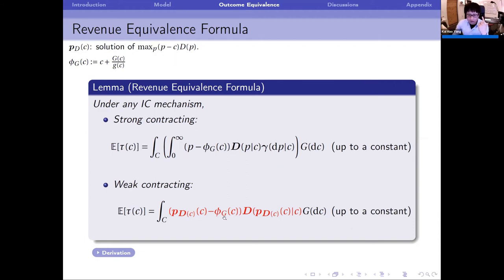But the second layer over here is that at the end of the day, in the weak contracting model, it's the seller who gets to choose what price to charge.